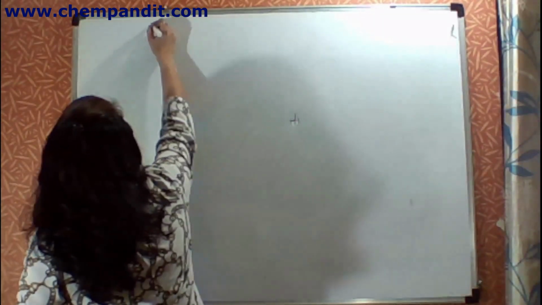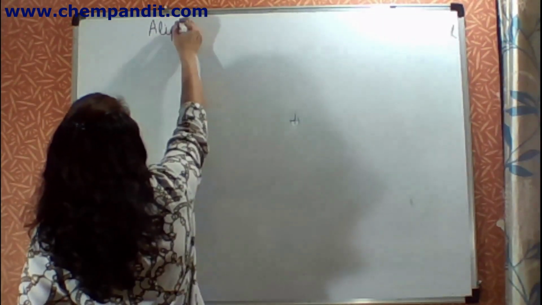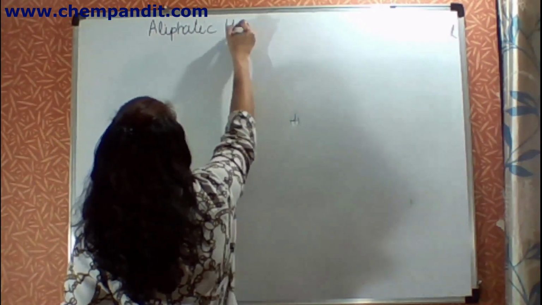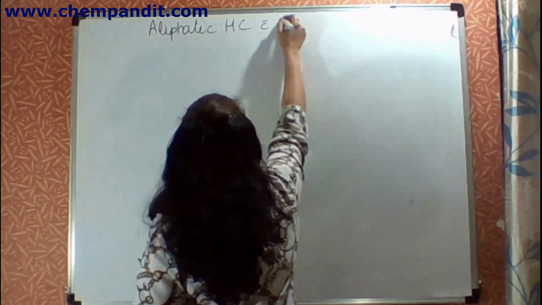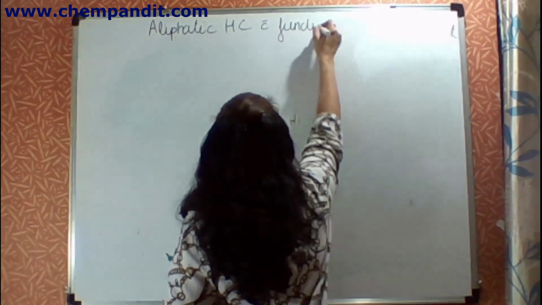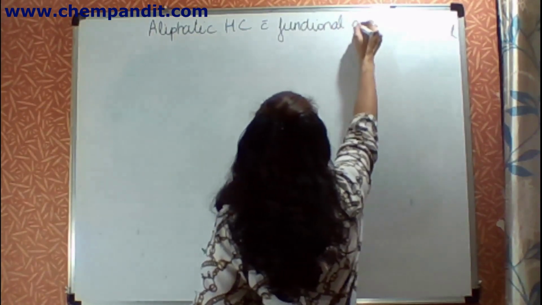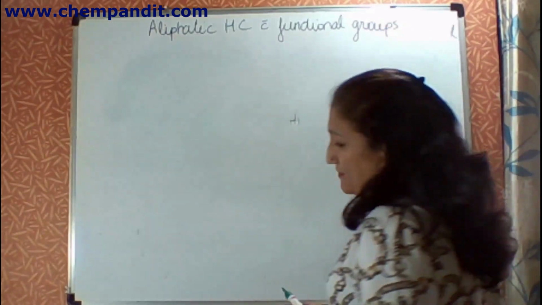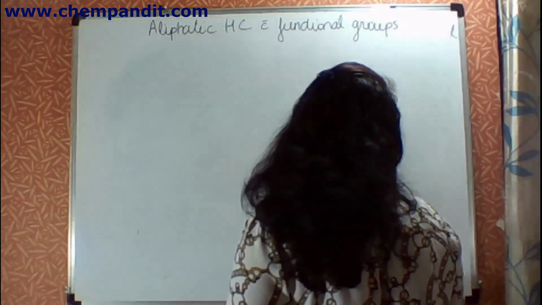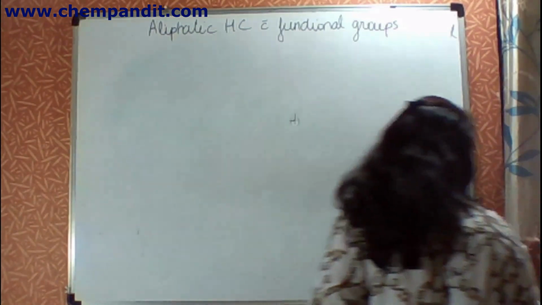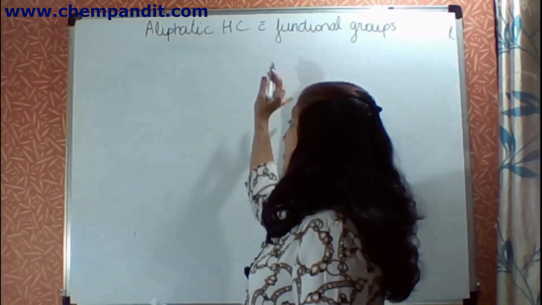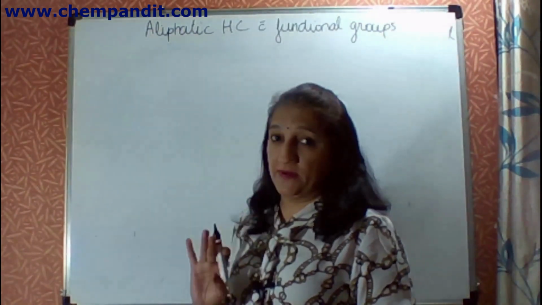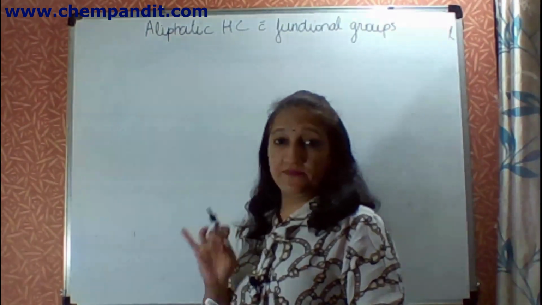So now we are taking aliphatic hydrocarbons. Aliphatic hydrocarbons are organic compounds with functional groups. Aliphatic hydrocarbons or aliphatic organic compounds with functional group. Now the name of an organic compound with functional group is composed of 4 different parts. Listen this very carefully. 4 parts.